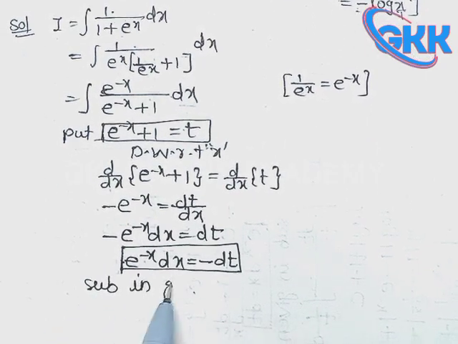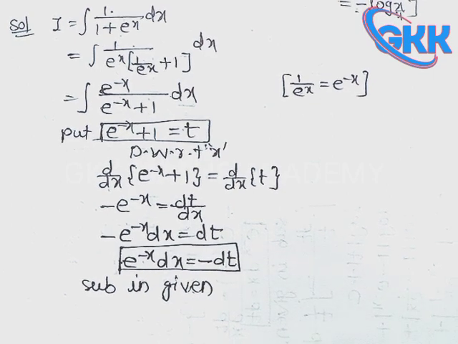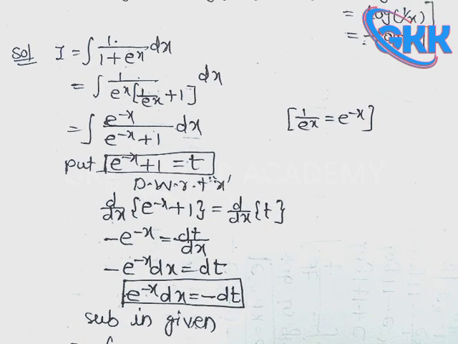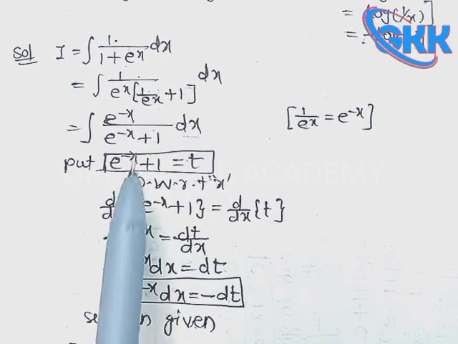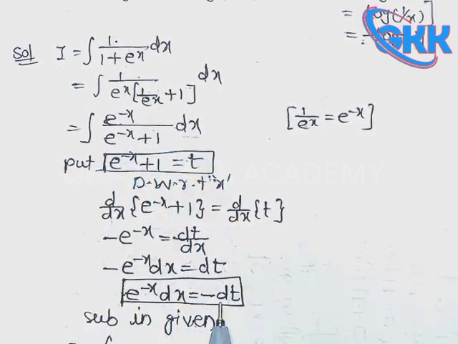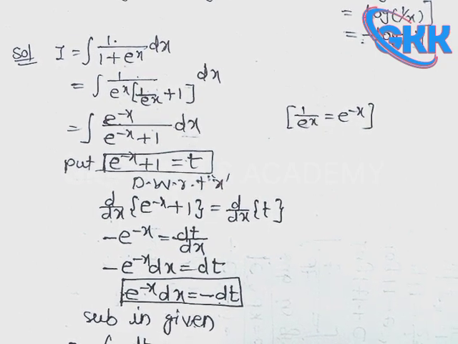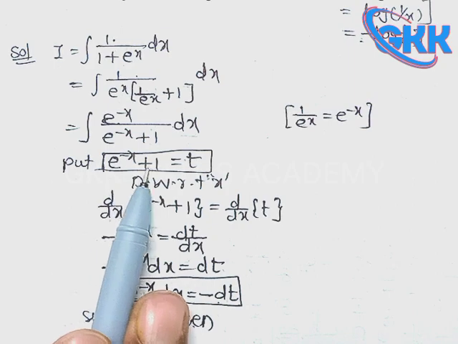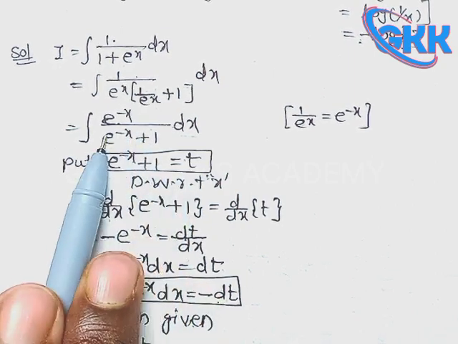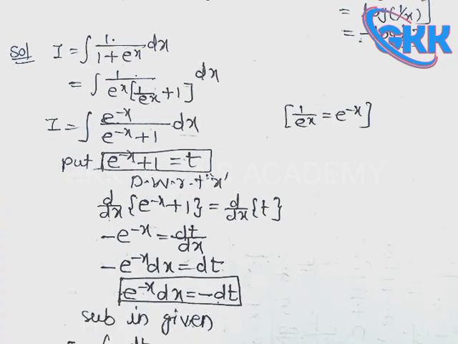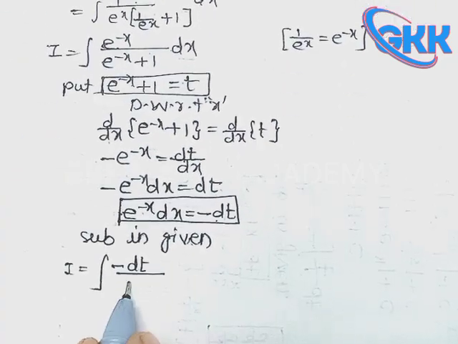Substitute in given. Now here, what is our question? Integral of, directly I am substituting. So in this question, e power minus x dx value is minus dt, upon e power minus x plus 1 equal to t. See that, e power minus x plus 1 equal to t. This is our I. So that value t, same you will get it.